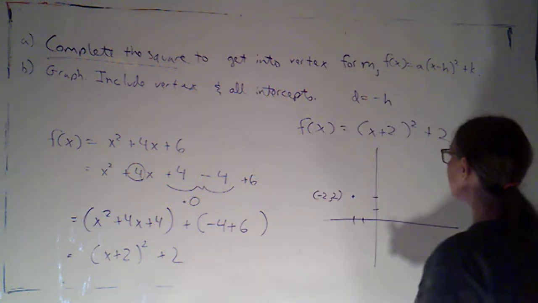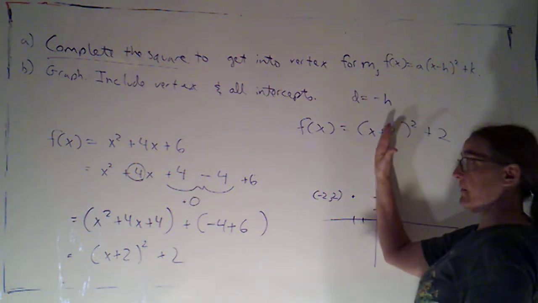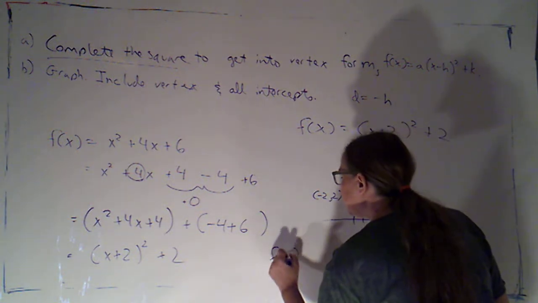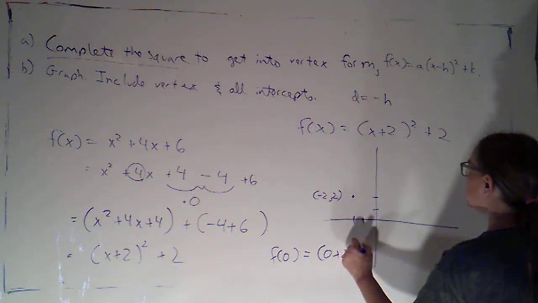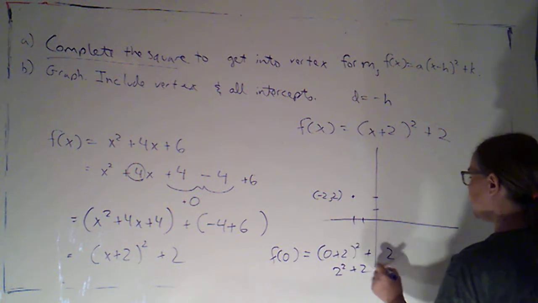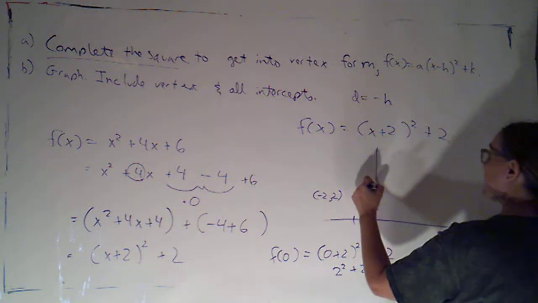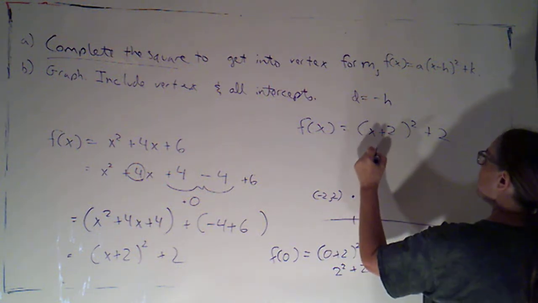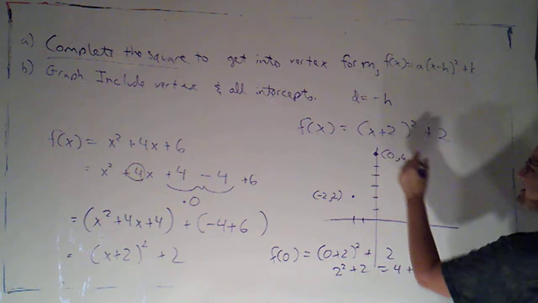That's going to give me a second point, and I'm just going to use that to determine how steep things should be. Okay. So the y-intercept is on the y-axis, so the x value will be 0. If I plug in 0 for x, I'm going to get 0 plus 2 squared plus 2. That's 2 squared plus 2. That's 4 plus 2. That's 6. So the y-intercept is 0, 1, 2, 3, 4, is the point. Make sure you label it as a point, not just a number. It's the point 0, 6.